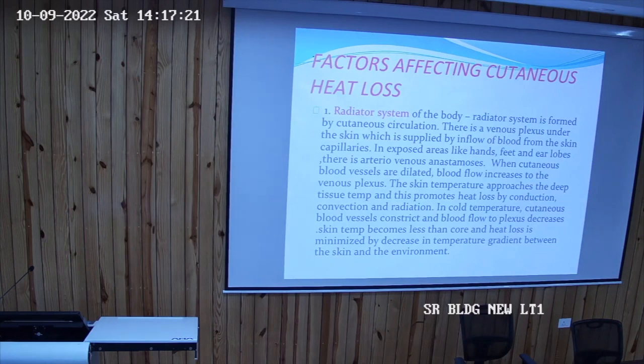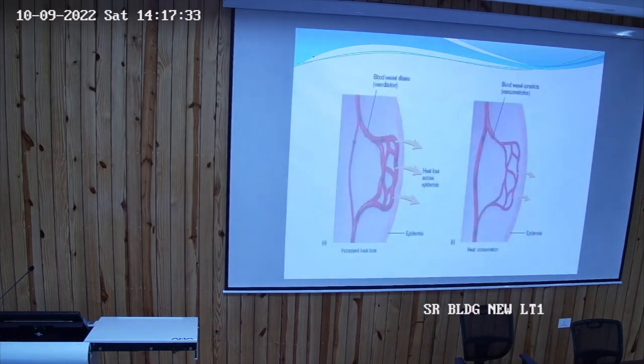Vasoconstriction. So skin temperature decreases, becomes less than the core, and heat loss is minimized. This happens in the cold environment. This is vasodilation and vasoconstriction. Vasodilation occurs when the external temperature is high and the body has to lose heat, so the core temperature is maintained. When the environment temperature is low and the body has to conserve heat, there is vasoconstriction. This is the first step involved in temperature regulation.